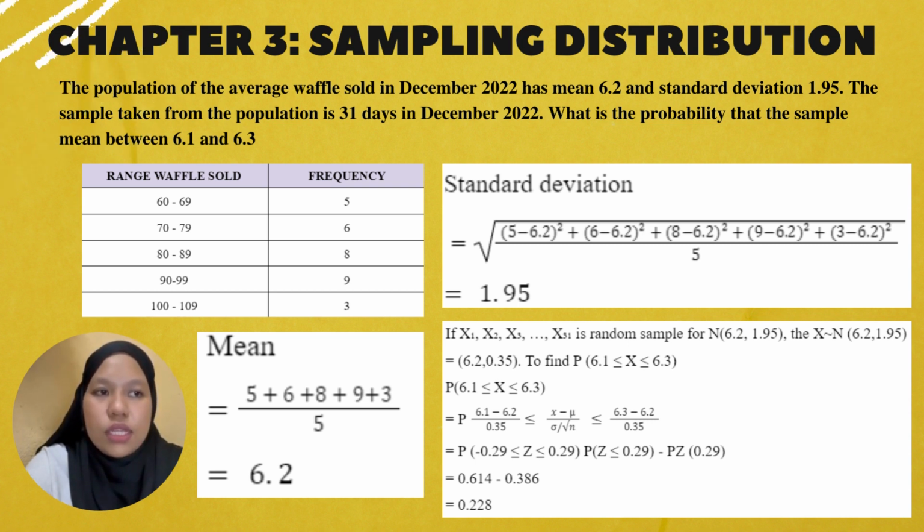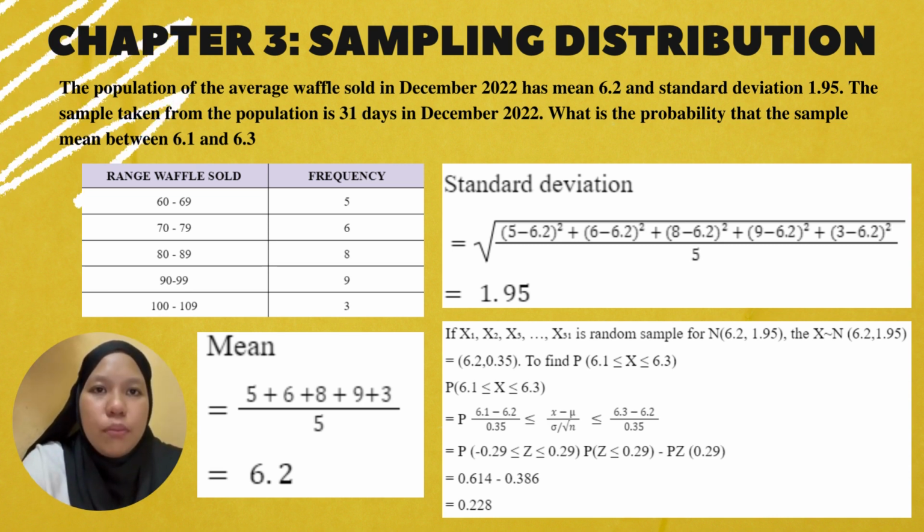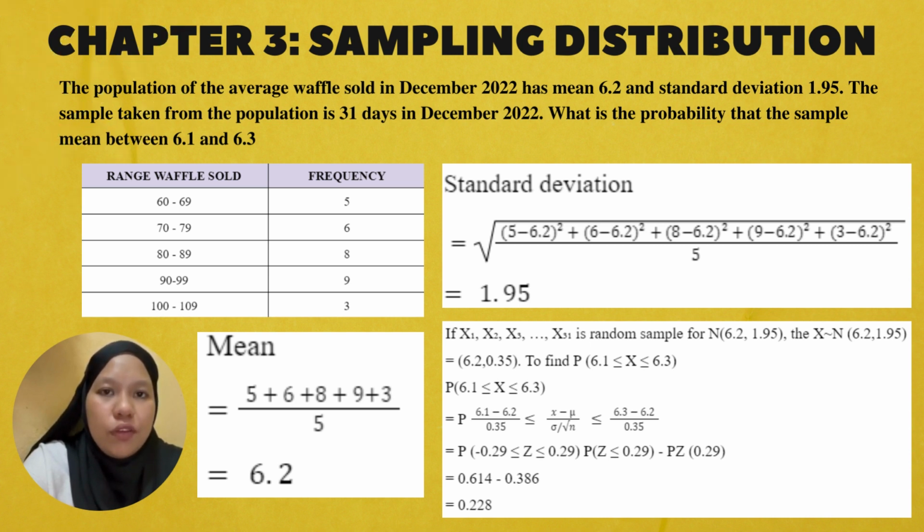Typically, sample statistics are not of interest in themselves but are computed in order to estimate a corresponding population parameter. This chapter will introduce the concept of the mean, standard deviation, and the sampling distribution of the sample statistic that we propose, with the emphasis on the sample mean. Firstly, for this question, we should find the mean and standard deviation using the frequency range table, and get the value for mean, which is 6.2, and for standard deviation 1.95.